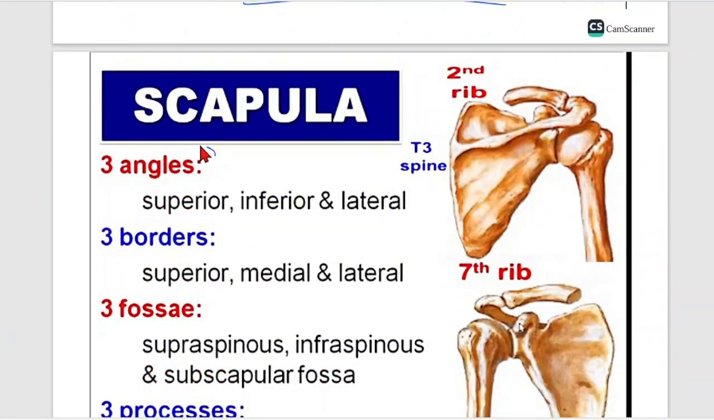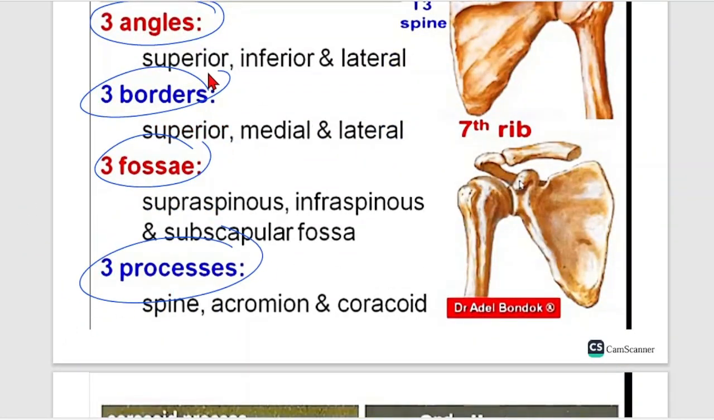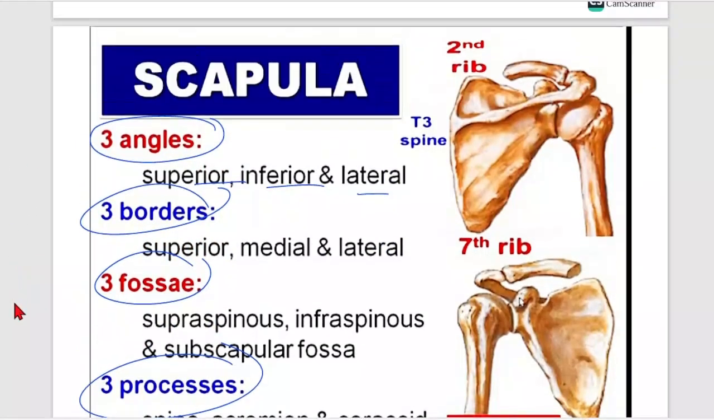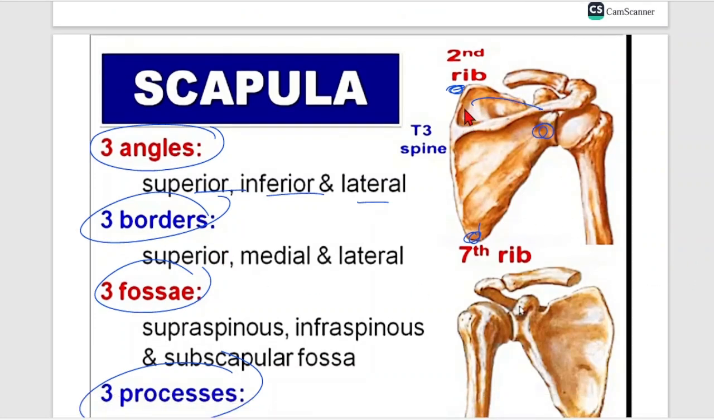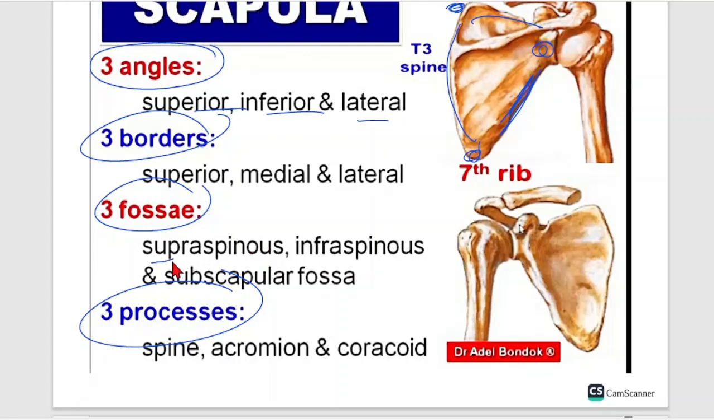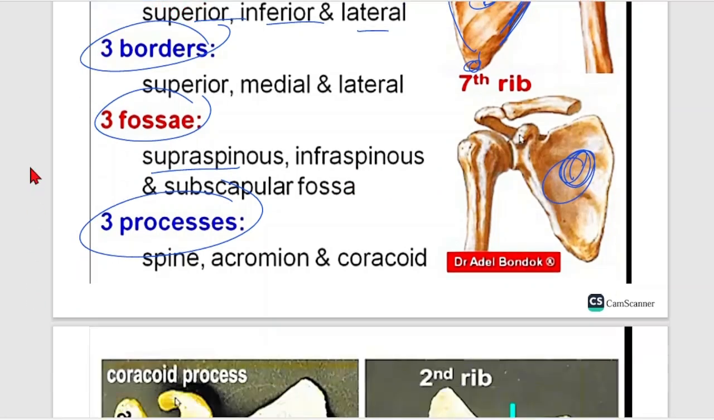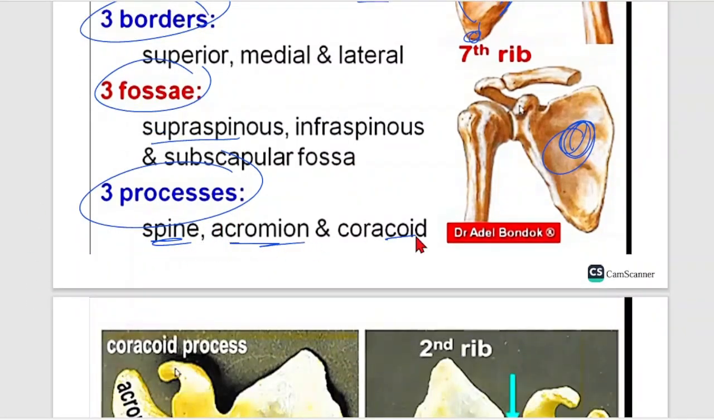Now about the scapula. The scapula has three angles, three borders, three fossae, and three processes. The angles are superior, inferior, and lateral. This is the superior, this is the inferior, this is the lateral. The borders are the superior border, medial border, and lateral border. Now three fossae: this is the supraspinatus, this is the infraspinatus, and this is the subscapular fossa. Three processes: spine, acromion, and coracoid.